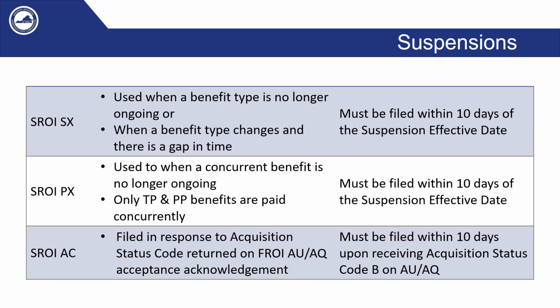Suspensions. The SROI SX is a full suspension used when a benefit type is no longer ongoing or when a benefit type changes and there's a gap in time. It must be filed within 10 days of the suspension effective date. The SROI PX is a partial suspension used when concurrent benefits are no longer ongoing. Only temporary partial and permanent partial benefits can be paid concurrently and must be filed within 10 days of the suspension effective date.